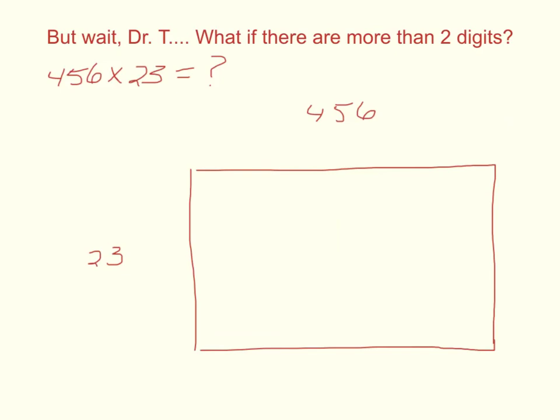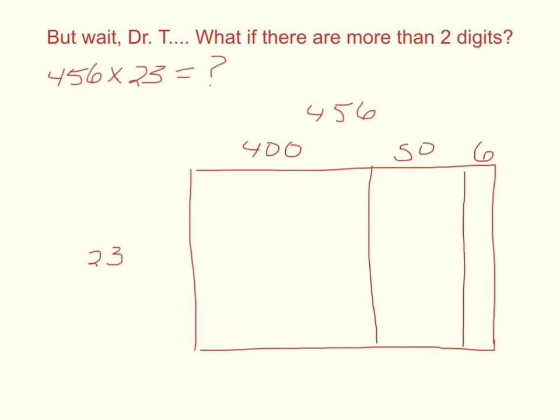I'd use the same model. I'd create a rectangle that's 456 somethings by 23 somethings. But now I might want to divide it differently. Can you see where I might want to do that? The easiest way to do this is to divide the length into 450 and 6. Still, the total length is 456, but these are easy numbers to work with.